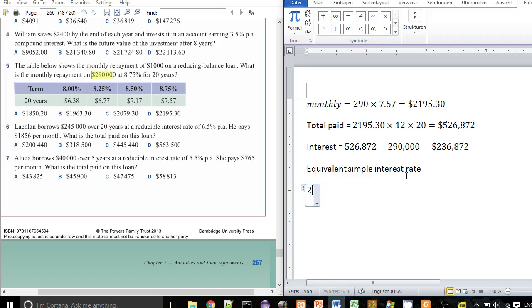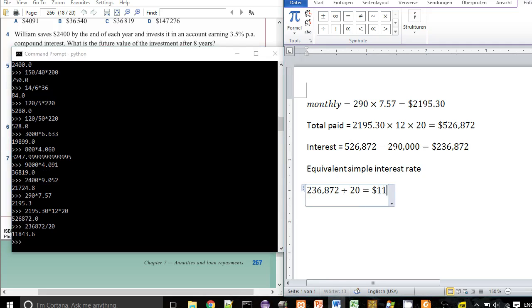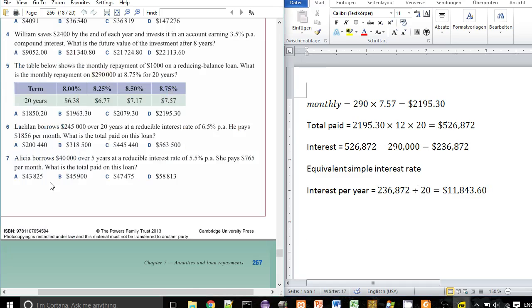That's what I would do is take the 236,000. If you divide that by the number of years, 20, that tells you the interest per year. Okay, so 236,872 divided by 20 is 11,843. Okay, so they're paying $11,000 worth of interest each year. Interest per year. I'm just trying to do it as a full-on example so you really get the idea. This is just a hypothetical based on question 5, right?